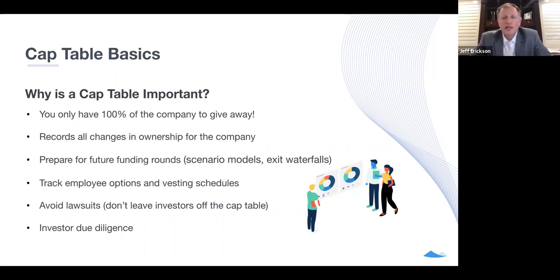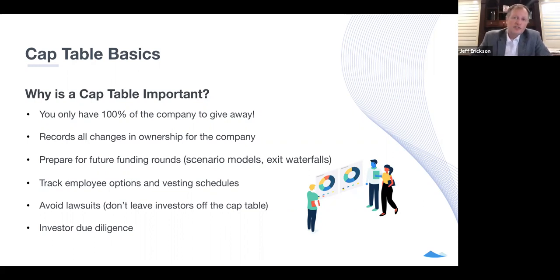It also records any changes in ownership in the company. You might have investors that come in, and they will get new shares, and those same investors might invest in future rounds, and then they would have an even larger percentage of the company. So it keeps track of the ownership over time. And then it will also help you to prepare for your funding rounds.